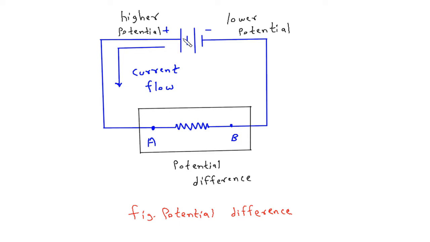Now this is an electrical circuit. This is a battery, this is a resistor. This is the positive terminal of the battery, which is at higher potential. This is the negative terminal of the battery, which is at lower potential. Now the current will flow from higher potential to lower potential. This point A and this point B have a potential difference.